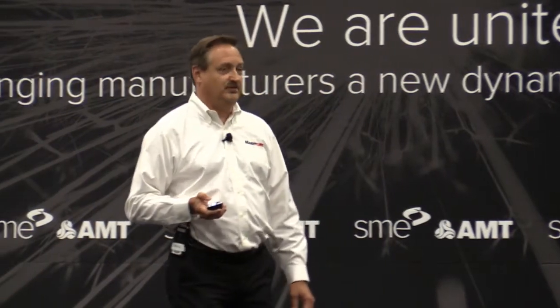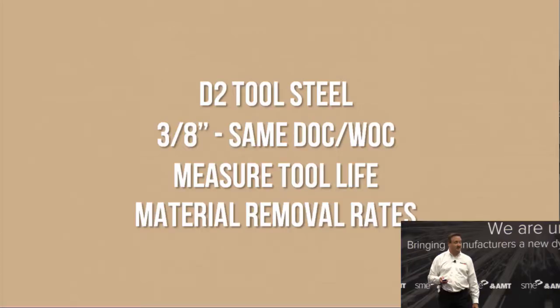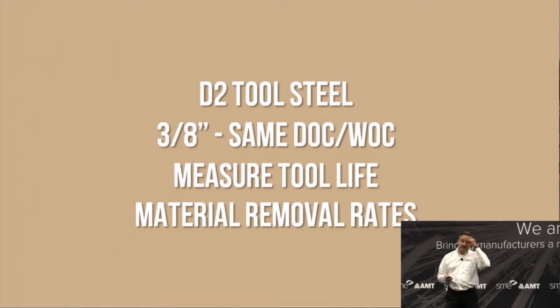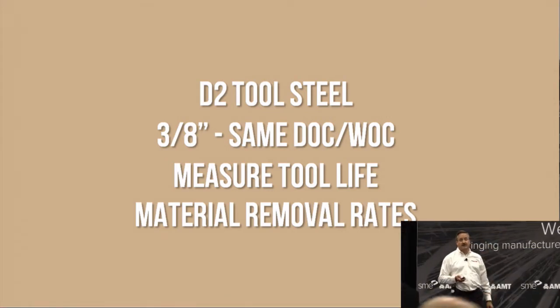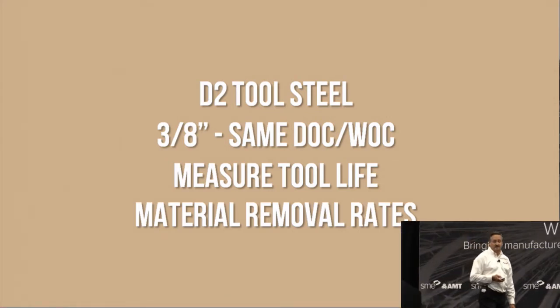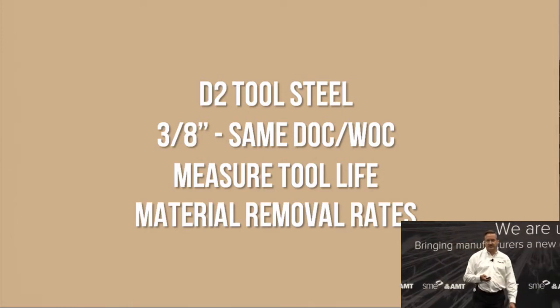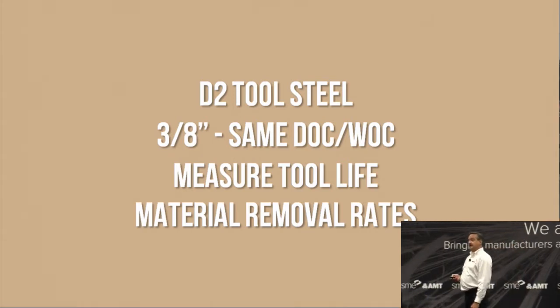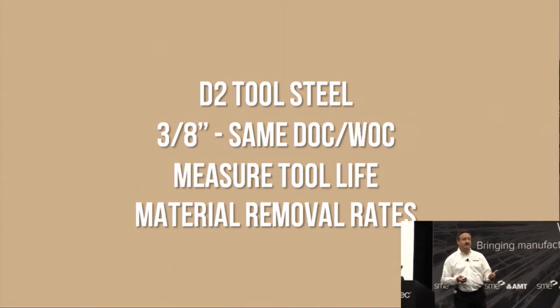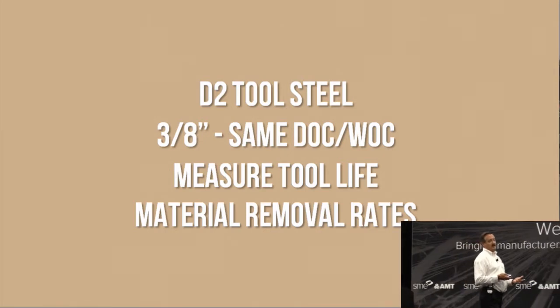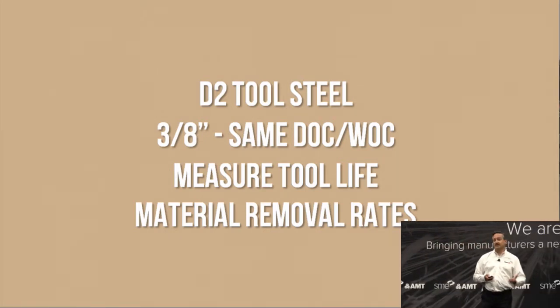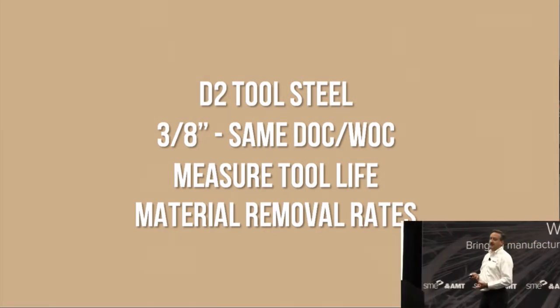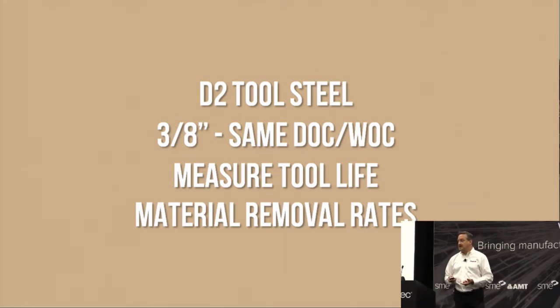So the criteria, if I can advance. All right, D2 steel, 3/8 inch, and we're going to use the same depth of cut, width of cut. Width of cut, we're going to use a radial chip thinning philosophy as far as defining what our speeds and feeds are. It's going to be a 15% step over, and when everything's all done, we're going to measure tool life, and we're going to measure material removal rates, because that's critical for defining what the real true production and the tool cost is involved.